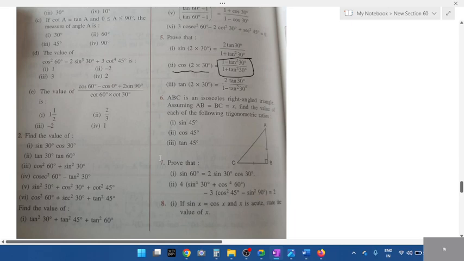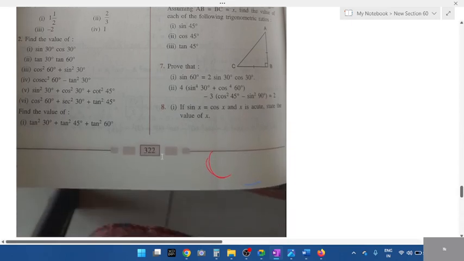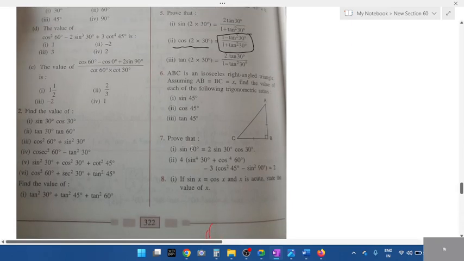Okay, we'll try the next one. Try the seventh one, students. There are two questions, right? Can you see there are two questions? Seven. Yeah, left hand side, right hand side. Try the seventh one. Two questions.